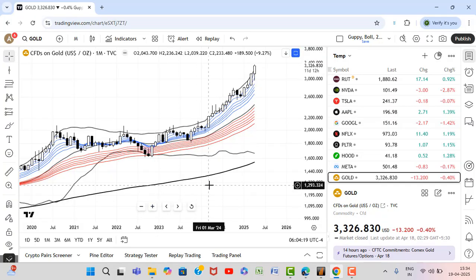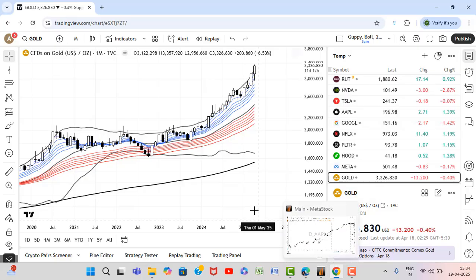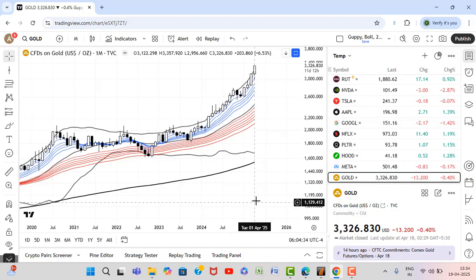The monthly chart is like this. It closed at 3326.83. I have a slightly different chart. The values are slightly different, but it looks the same.